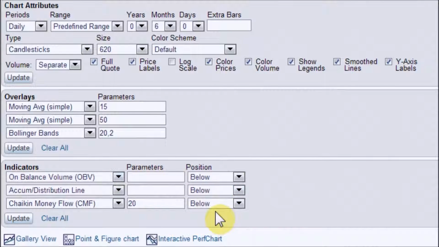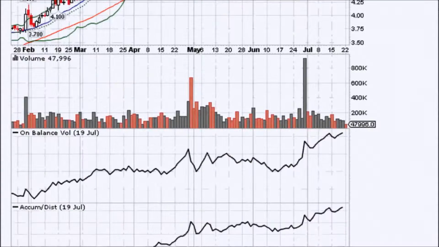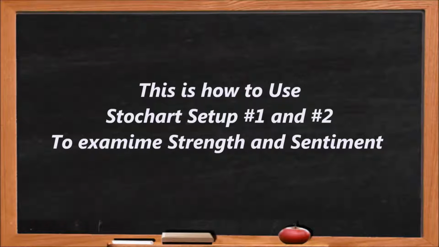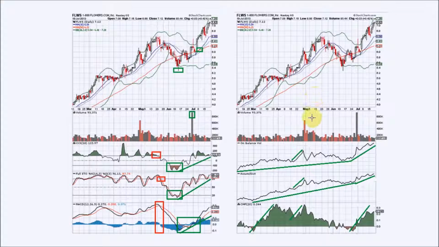Make sure all three of them are below, and then set on balance volume, accumulation distribution, and Chaikin money flow, and then click update. And this is what your chart will look like with these three money indicators added. Okay, so this is what setup number 2 looks like with on balance volume, accumulation distribution, and Chaikin money flow.